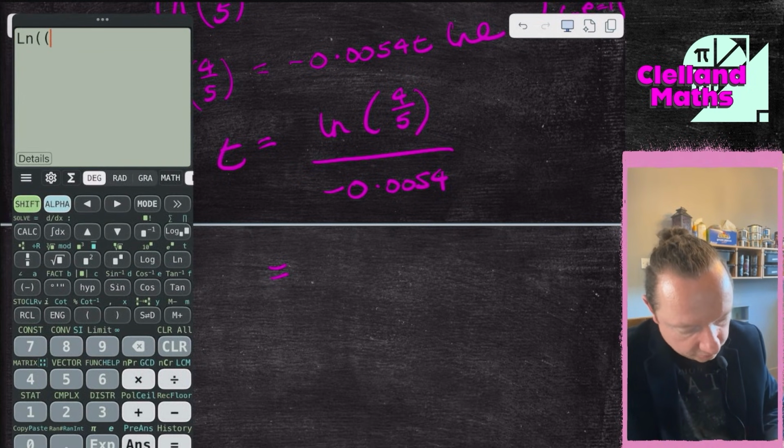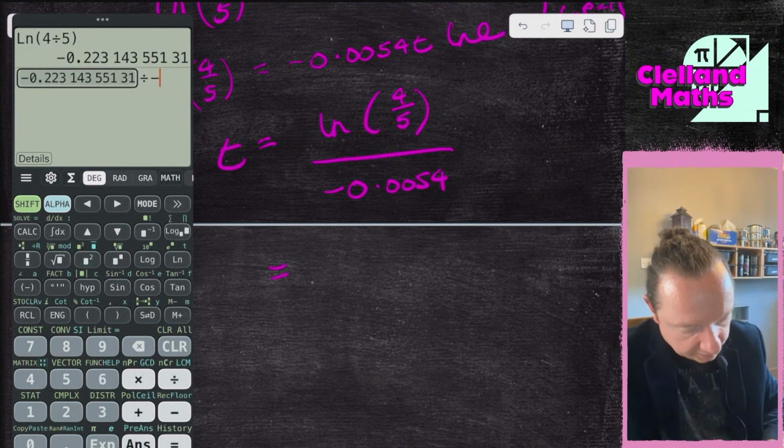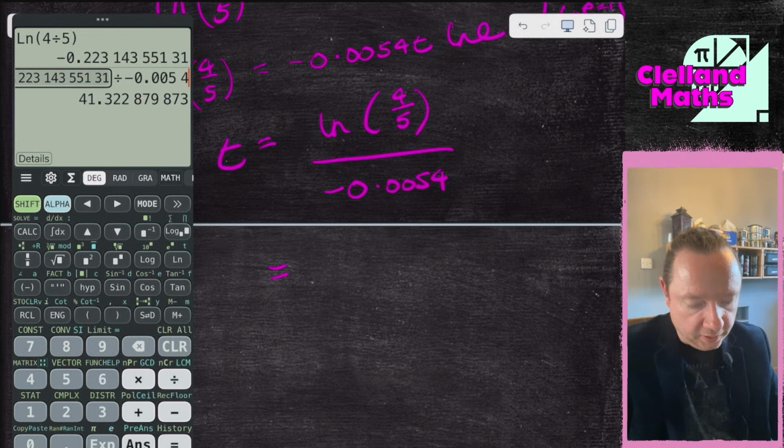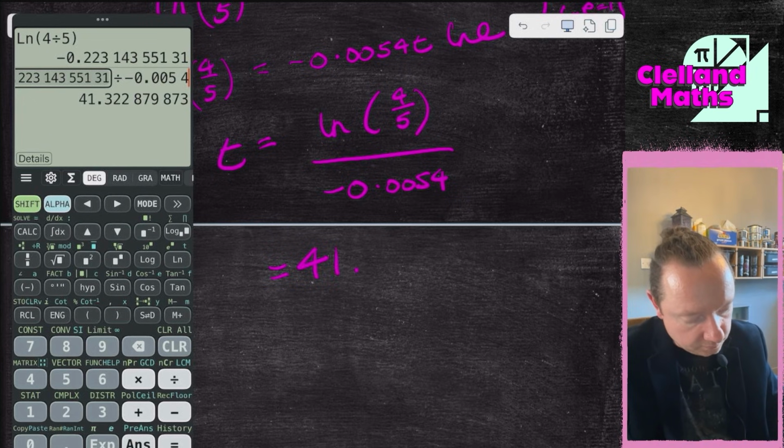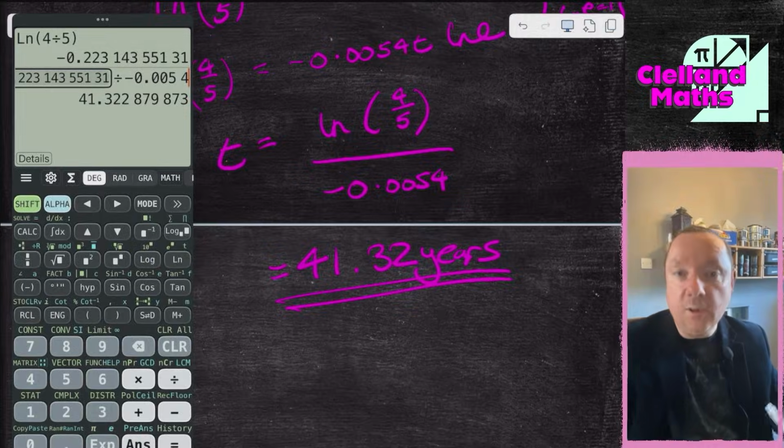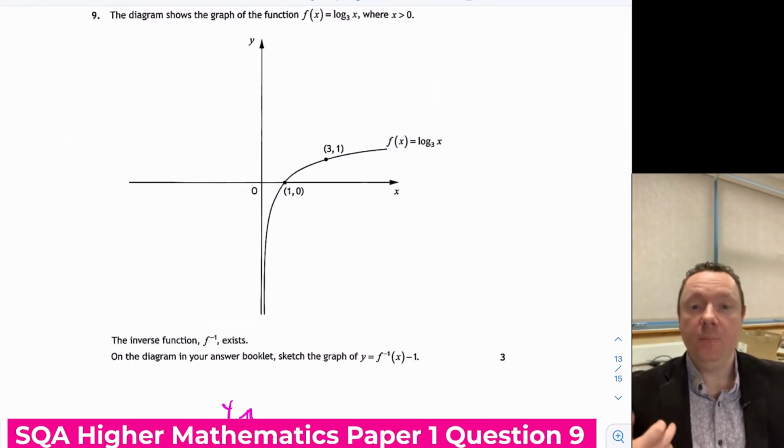ln bracket, I've already got a bracket, 4 over 5 equals that. I'll press then divide minus 0.0054, 41.32 roughly, and it was in years. And we're done there. SQA Higher Maths 2023, Paper 1, Question 9.